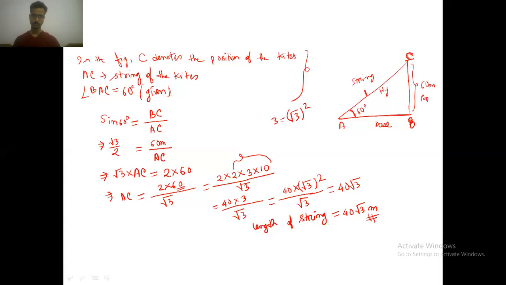So 40 into 3 by root 3. Now 3 we can write as root 3 whole square, by root 3. So one root 3 and one root 3 will get cancelled. So it will be 40 root 3. That means the length of the string will be 40 root 3 meters. Okay. Now see the next question.